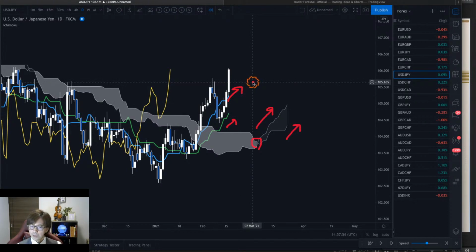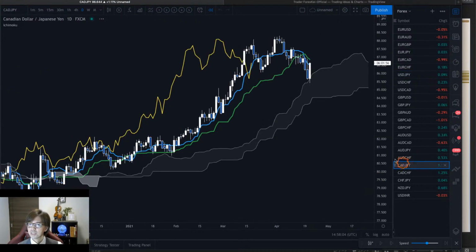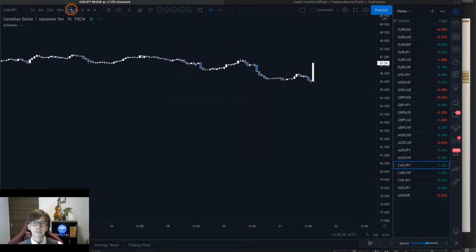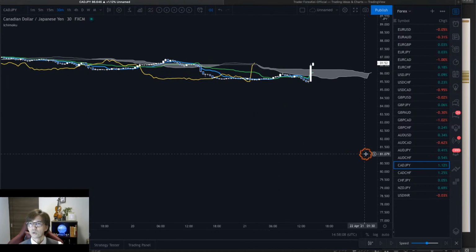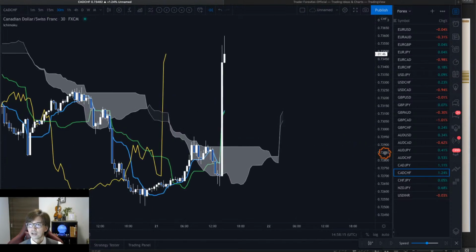And also you can focus on the thickness of the Kumo. Make sure you have enough thickness of the Kumo. So maybe recently we had the CAD spiky. So let me look at lower time frames. When the market spikes like this, we might see some very thin Kumo.